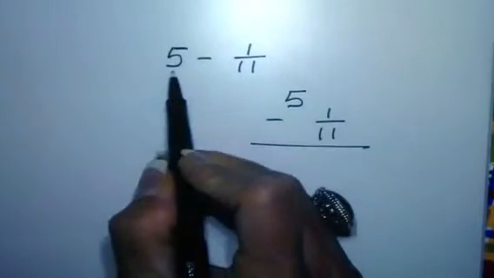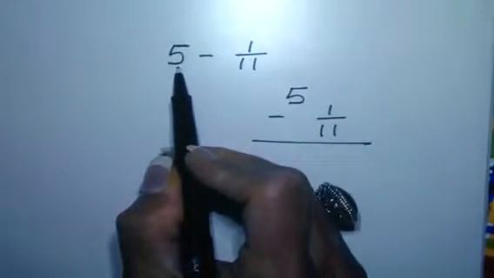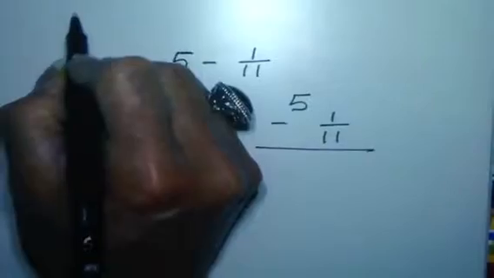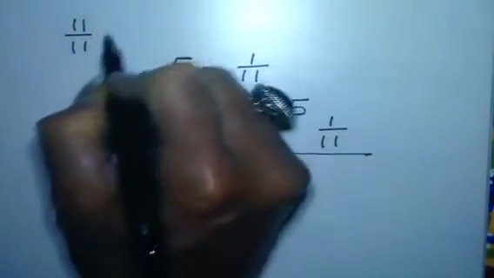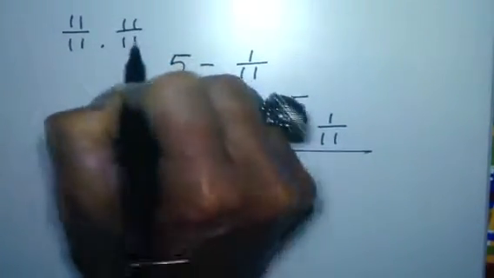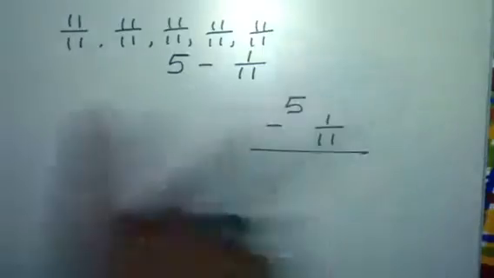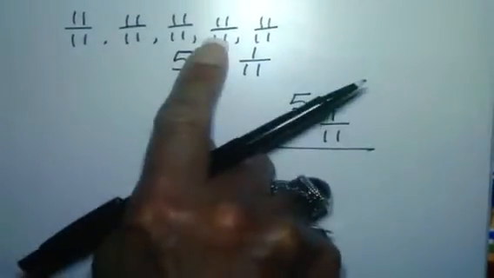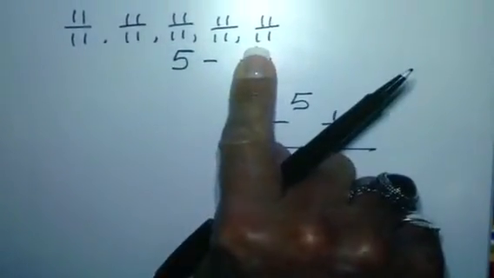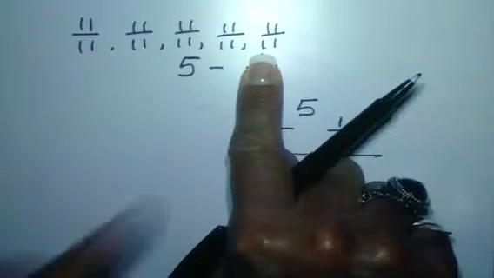Now, let's talk about this whole number 5. Remember, this whole number 5 is actually 5 groups of 11/11. One, two, three, four, 5. Those 5 groups of 11/11 make up the whole number 5.